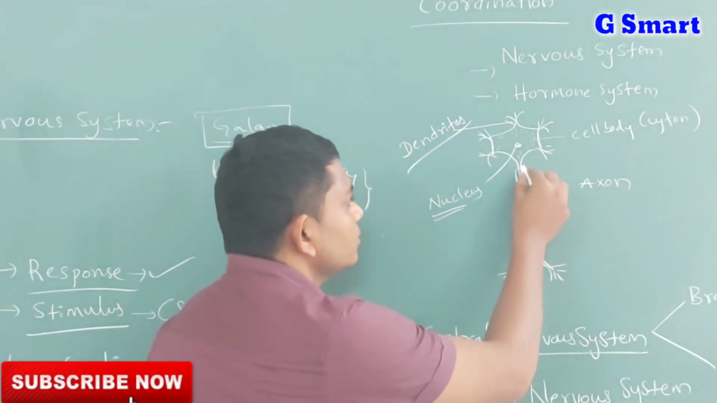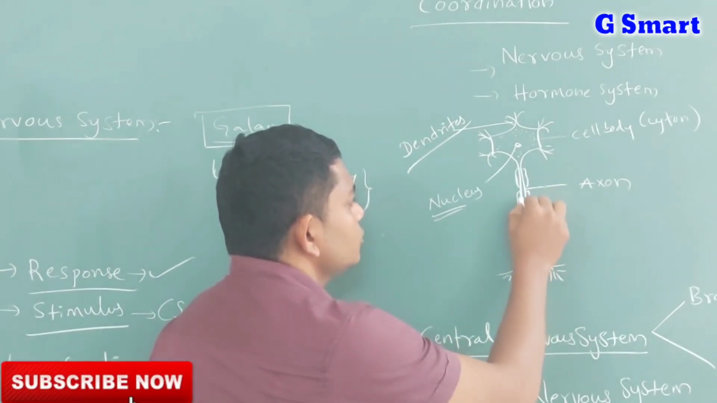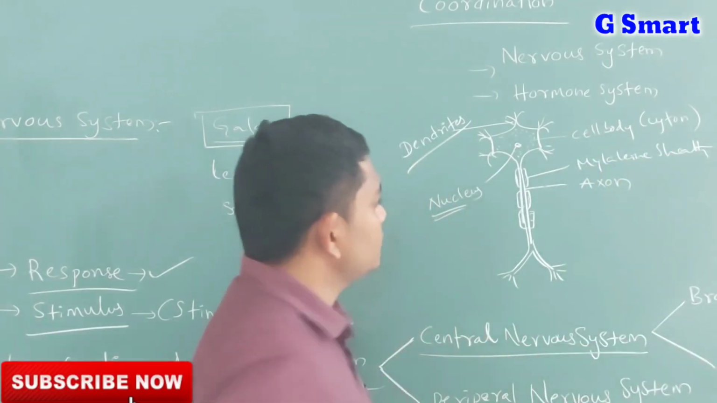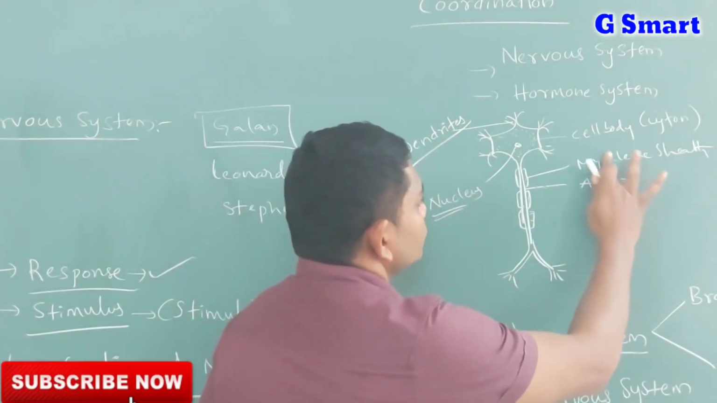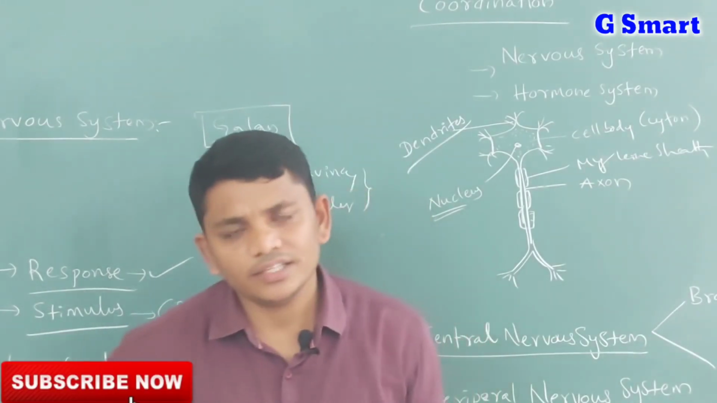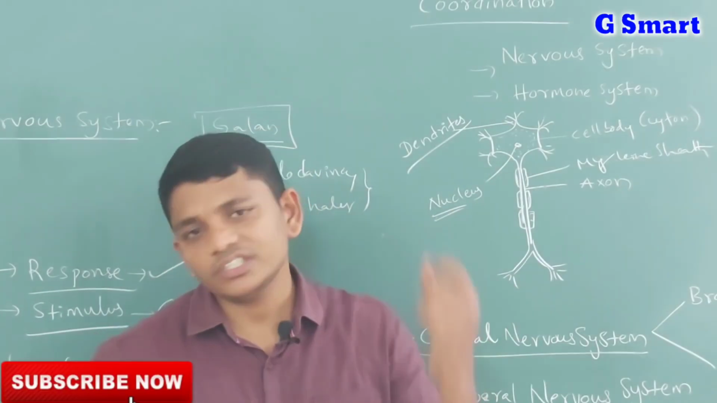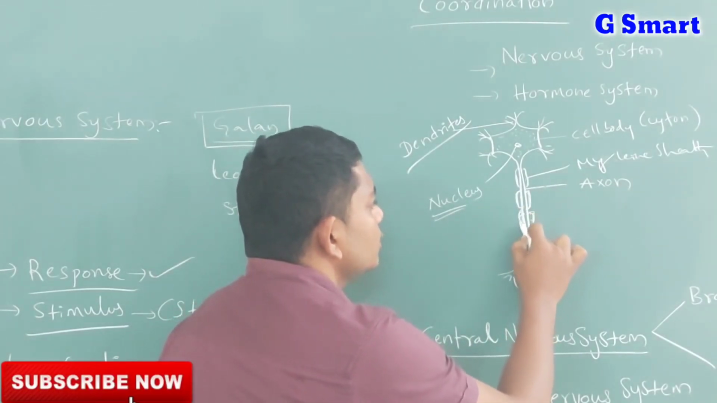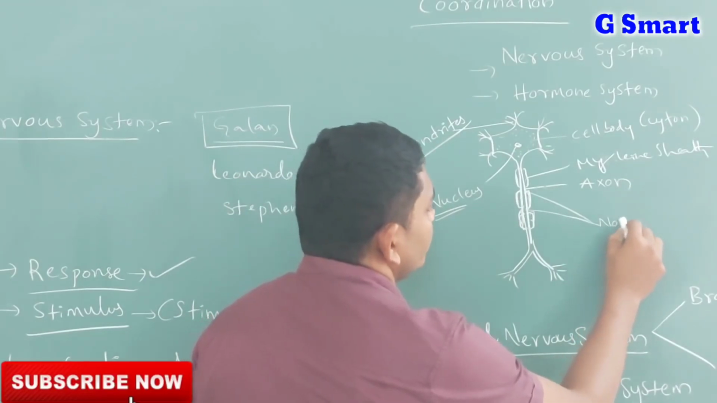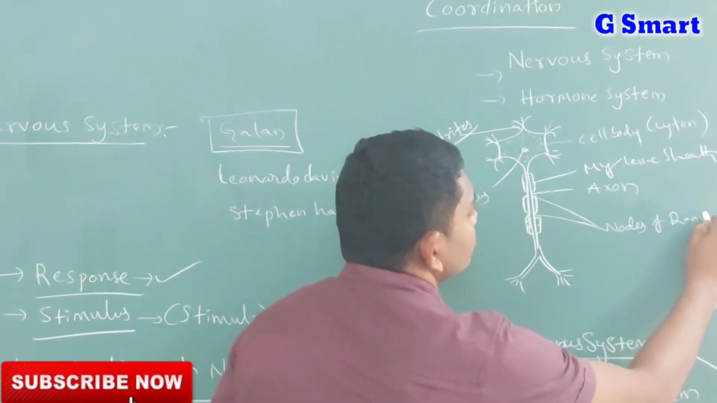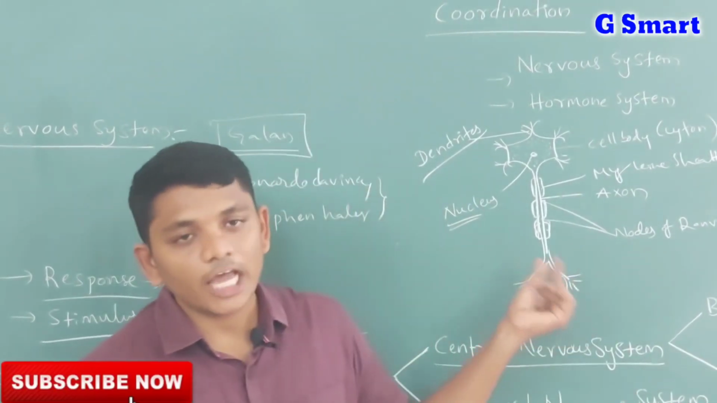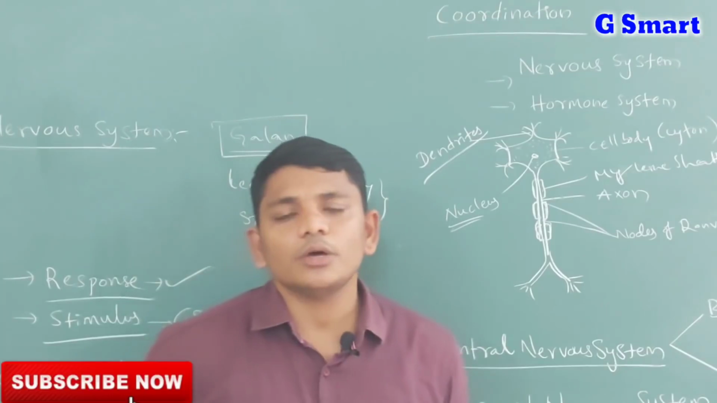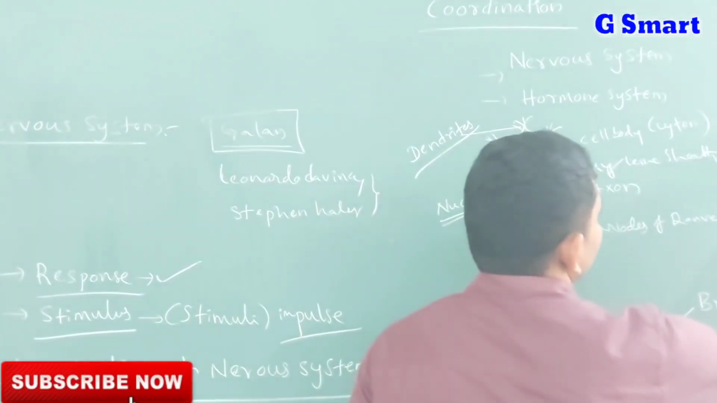On the surface of the axon, there is a layer called the myelin sheath. This myelin sheath is white in color. That is why the axon of the nerve cell is always white in color. Some gaps are there in the myelin sheath. These gaps are called nodes of Ranvier. You know, this myelin sheath is made up of Schwann cells.